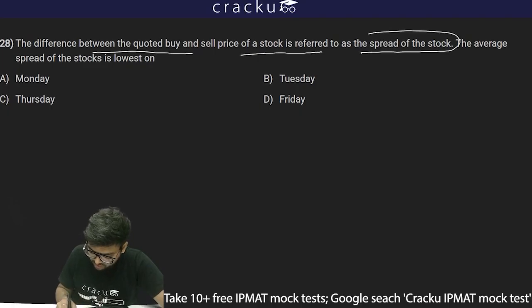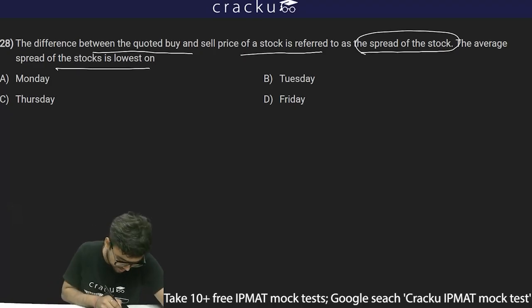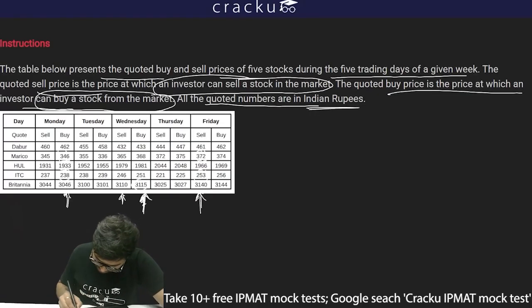The next question is given as: the difference between the quoted buy and sell price of a stock is referred to as the spread of the stock. So the difference between the buying and the selling price of the stock is the spread. The average spread of the stock is lowest on. Okay, so what I'll do is create a stock spread table here.